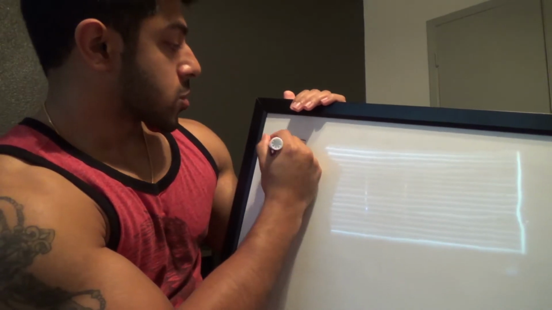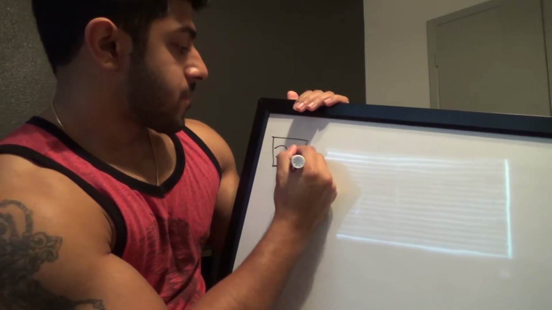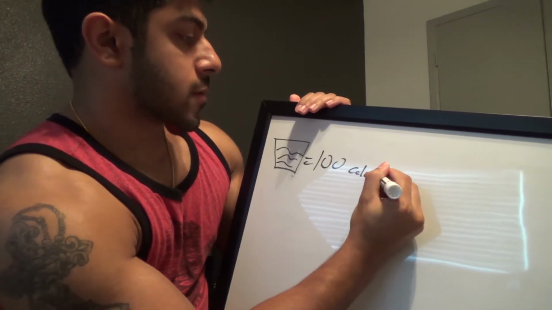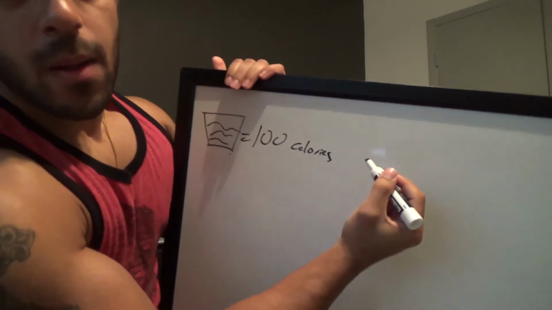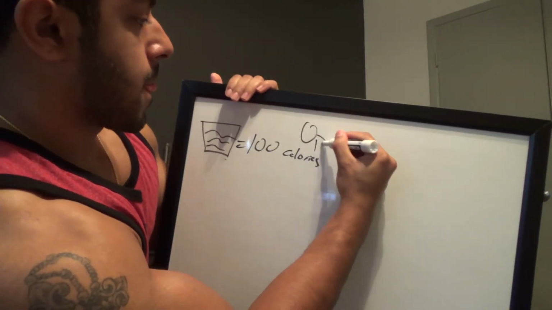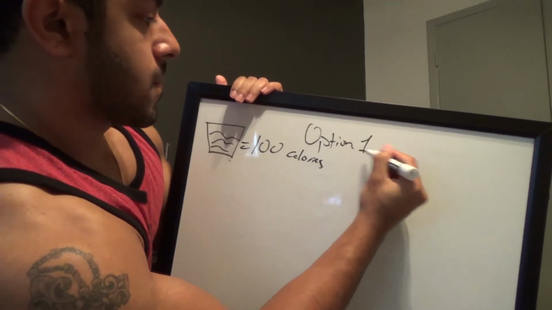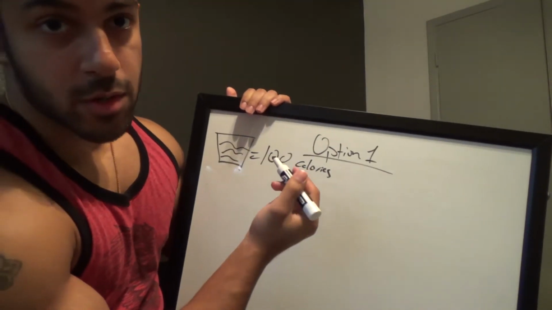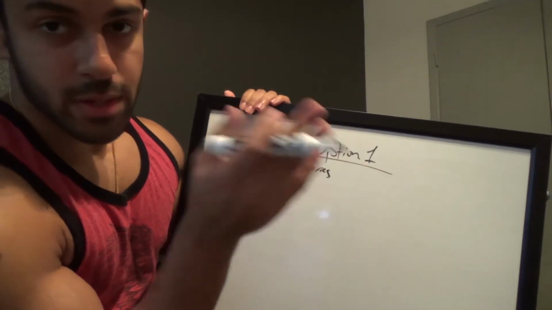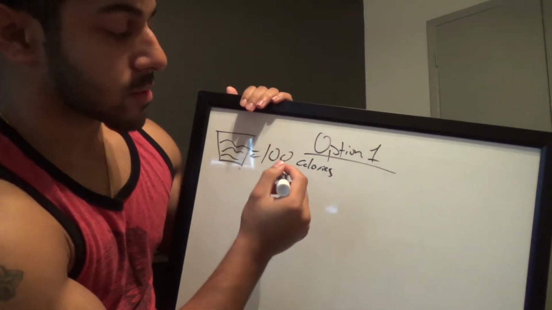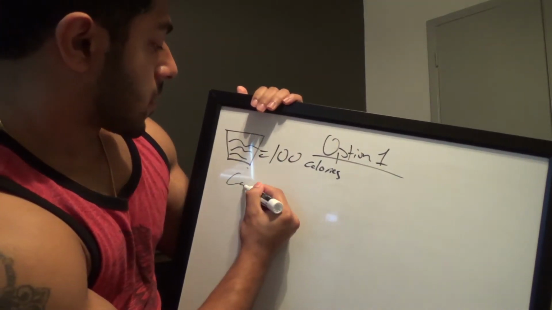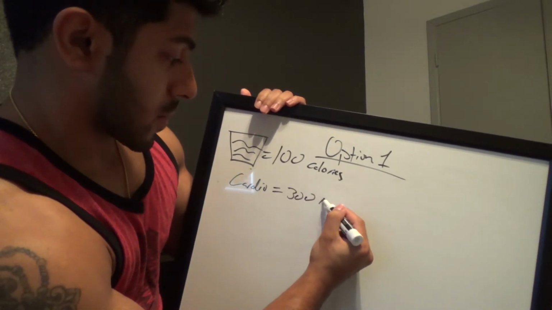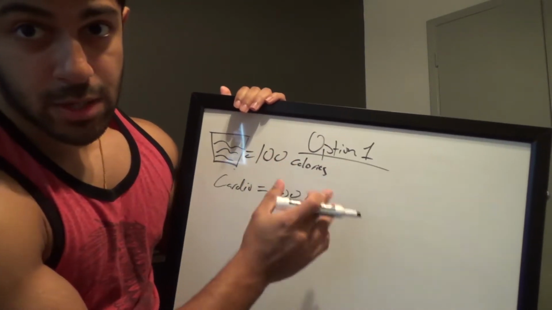So say 1 drink is 100 calories, and this is going to be option 1. So what I do is I normally do about 300 calories, not a day, but 3 times a week. So let's say I'm doing cardio this day. So cardio is 300 calories. That's how much I normally do.